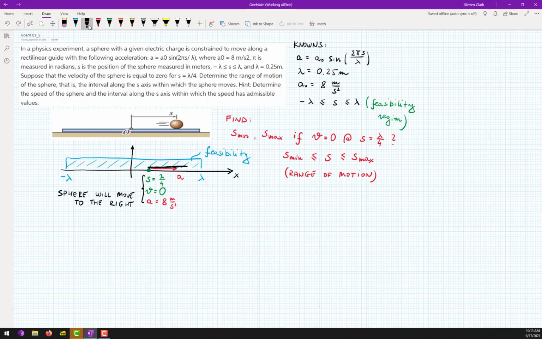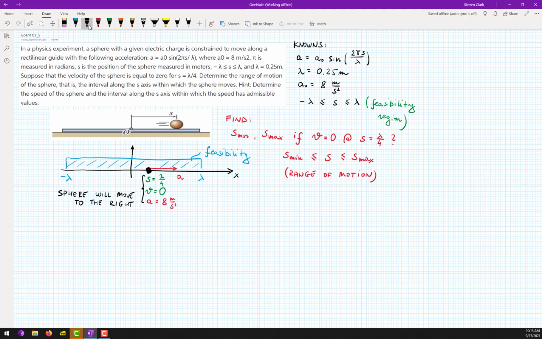And they told us that our sphere starts from s equals lambda over 4, so from here, and we know that its velocity is 0. So we are going to release our sphere from here with velocity 0, and they told us to find these two bounds, that bound and that bound. Okay? I have a strange feeling that I'm talking too much. But are you with me, guys?